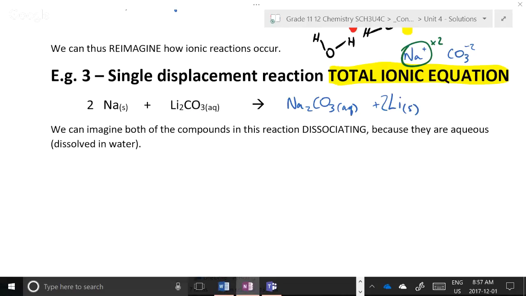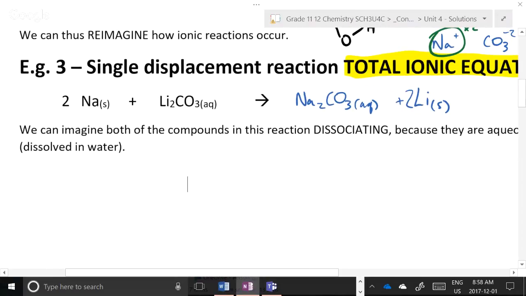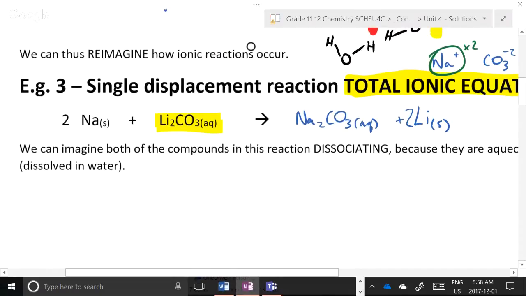And what we want to do to make an ionic equation is we have to split up all of the ionic compounds that are dissolved in water. So in this case, what are the ionic compounds that are dissolved in water that we have to split up? It's not a trick question, just what's dissolved in water in this reaction? Li2CO3 is dissolved in water, so it's going to actually be split apart. And sodium carbonate. Good. Yep, of course.